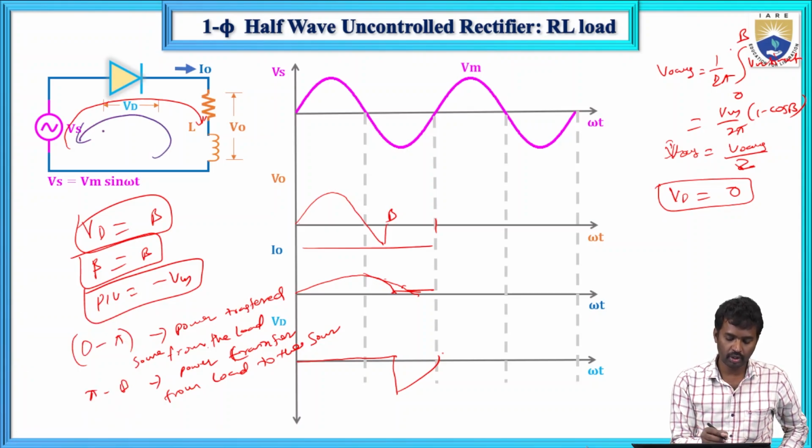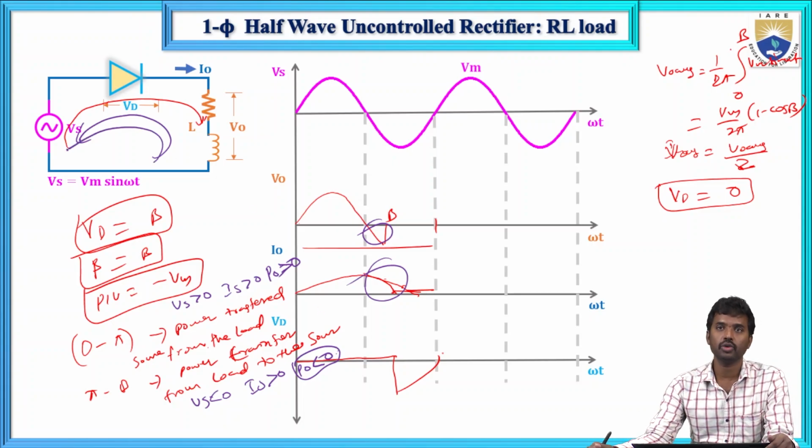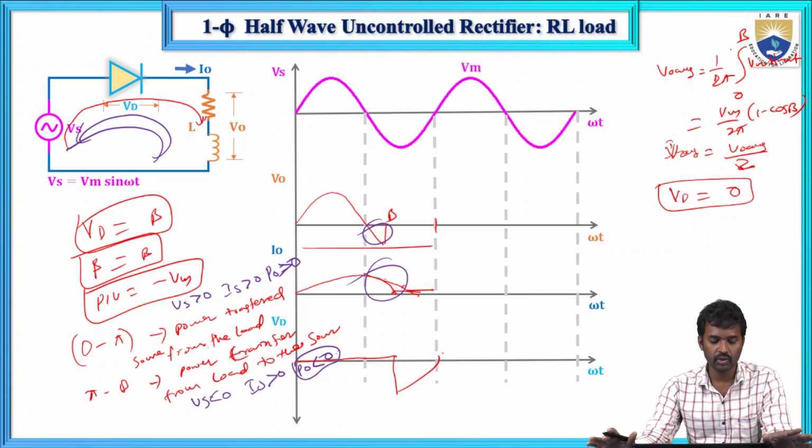So now here in this case Vs is greater than 0, Is is greater than 0, and P naught is greater than 0. But here in this case Vs is less than 0 and I naught is positive, but P naught is negative. Because of negative power, it is transferred from the load to the source from pi to beta. So this is the case for a single phase half wave uncontrolled rectifier with RL type of load.